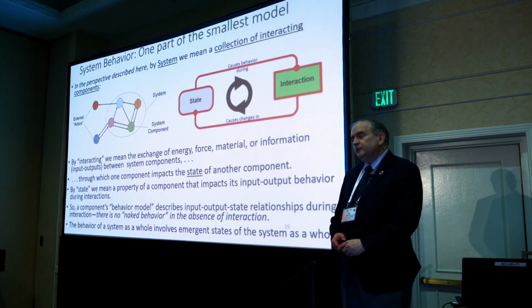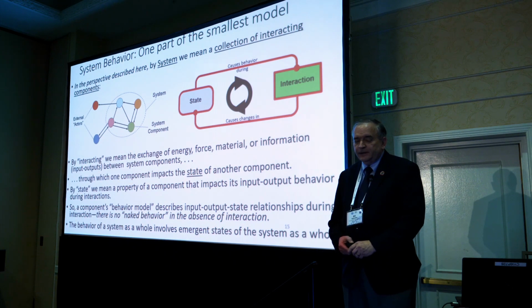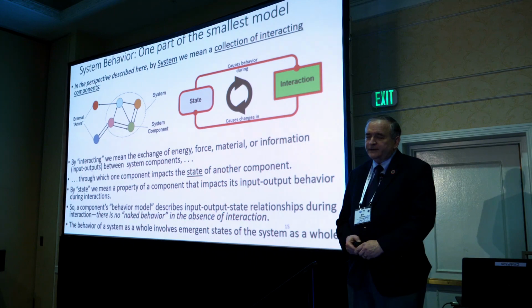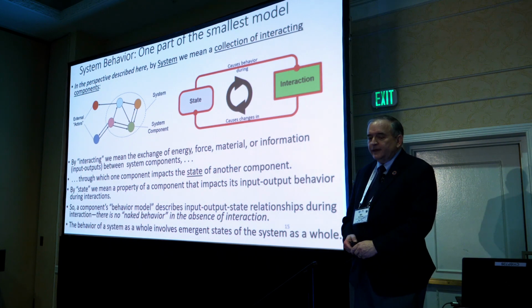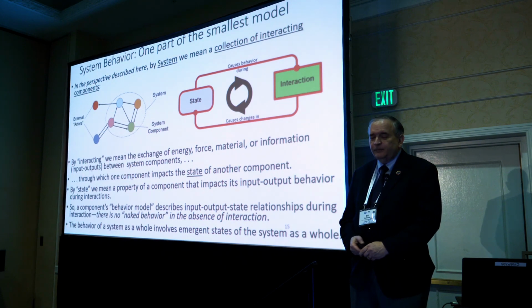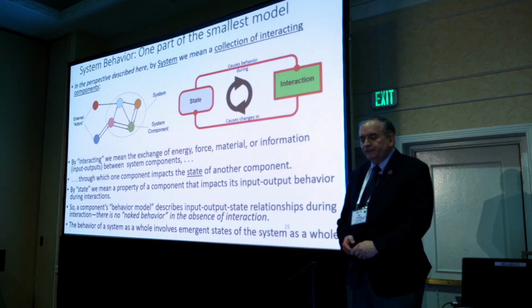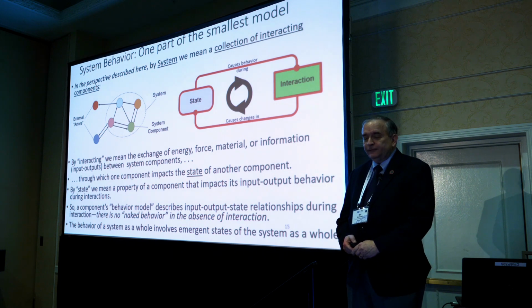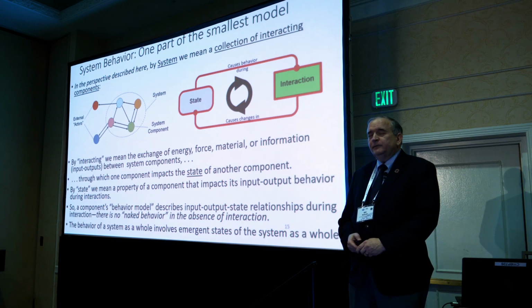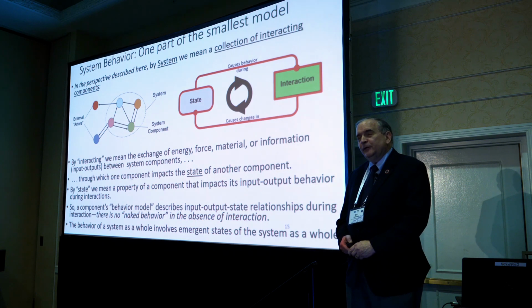So the way we start out in this, thinking about it as engineers, or maybe scientists, technically trained people, is that by system, we mean, at least in this context, a collection of interacting components. And by interacting, we mean the exchange of energy or force or material or information that drives the components that are interacting into different states. And by state, we mean an attribute of a component that causes it to behave differently during those interactions.